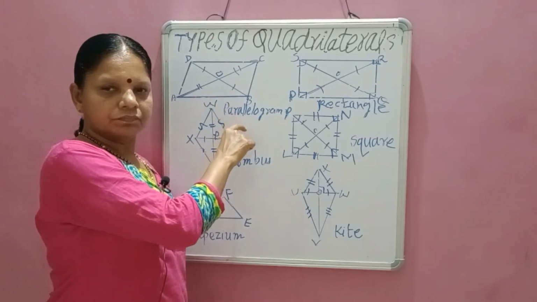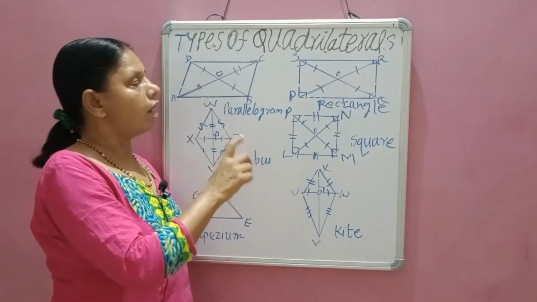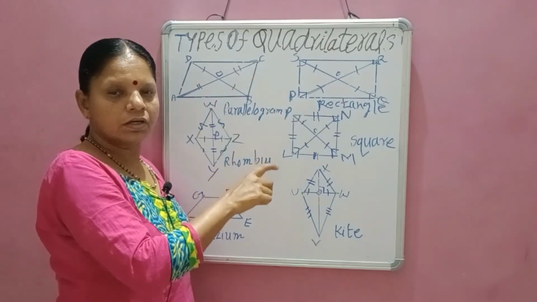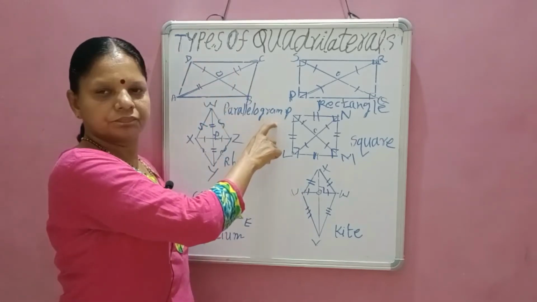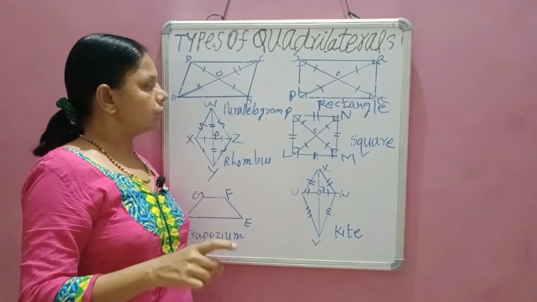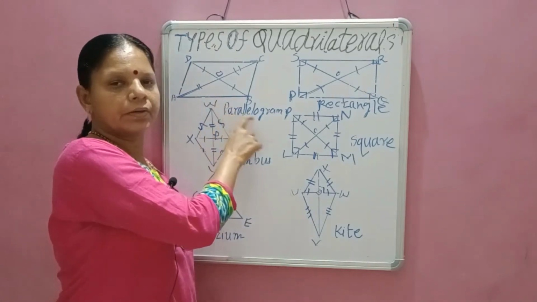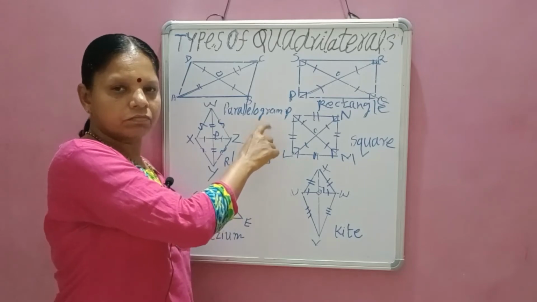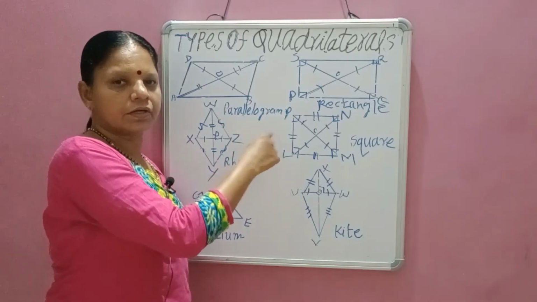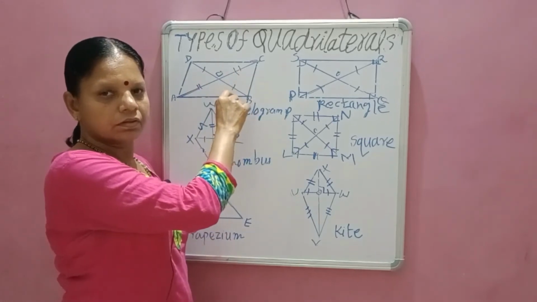In a quadrilateral, when both the pairs of opposite sides are parallel, then that quadrilateral is called parallelogram. So what is the definition? When both the pairs of opposite sides are parallel, then the quadrilateral is called parallelogram. Clear? Now we will come to the properties of parallelogram. When the quadrilateral is parallelogram, what are its properties? You know what diagonals are? Diagonals intersect each other at a point.